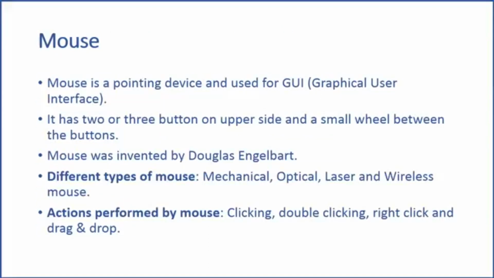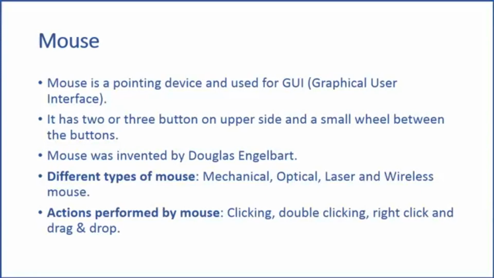Mouse is a pointing device that uses the GUI, graphical user interface. It has 2 or 3 buttons on the upper side and a small wheel between the buttons. Now this one is important. Who invented the mouse? Mouse was invented by Douglas Engelbart. Now there are 4 different types of mouse. First is the mechanical mouse. A mechanical mouse contains a metal and rubber ball on its underside. When the ball is rolled on any surface, like when we move the mouse, the ball rolls in the same direction and the pointer on the screen moves.